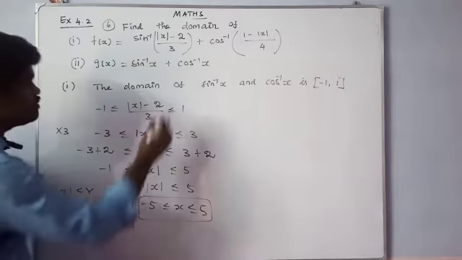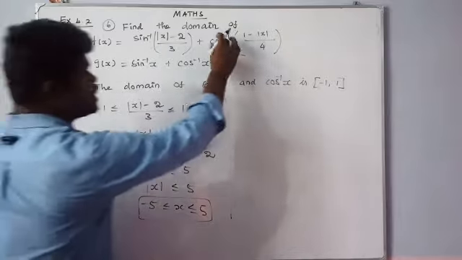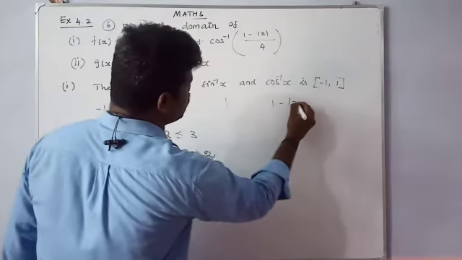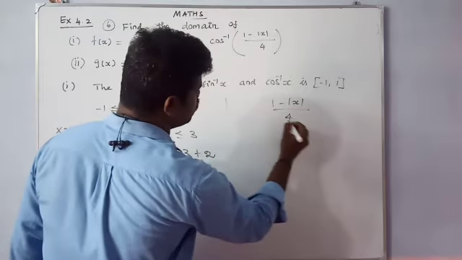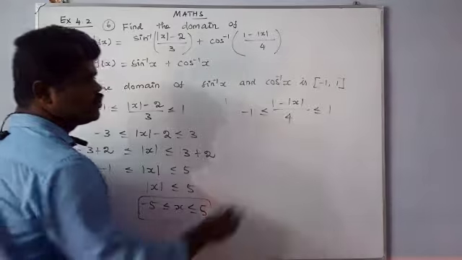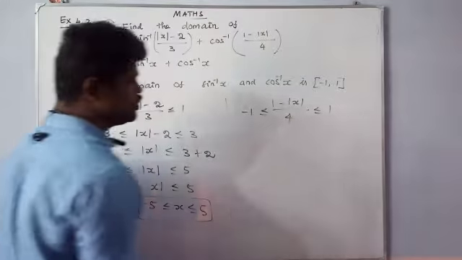So this is the domain from the sin inverse function, and also we want to find it for the cos inverse function. For the cos inverse function, (1 minus modulus x) divided by 4 lies between minus 1 and plus 1. Also we want to check that this value lies between minus 1 to plus 1.